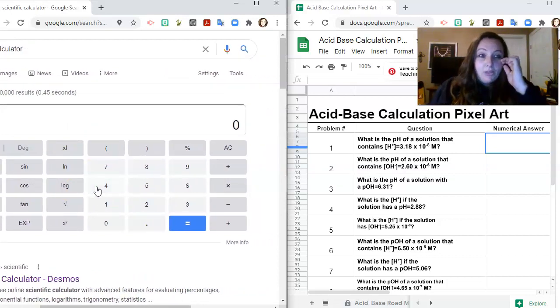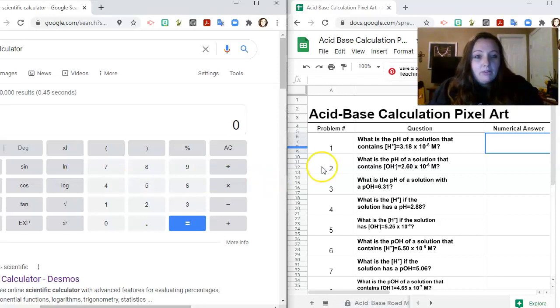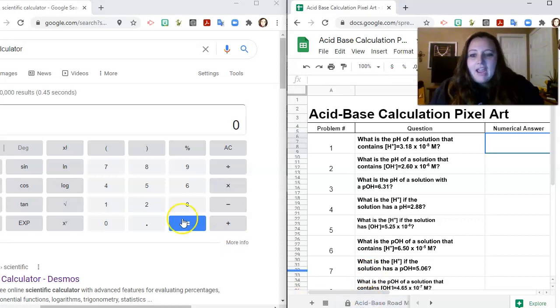Okay, so a couple things. You need to be comfortable not only seeing the problem, but remembering that you need to reference your roadmap, and then I'll show you guys how to enter this into your calculator.